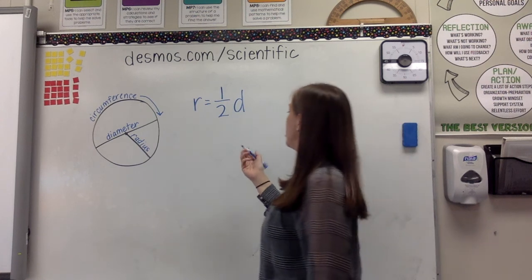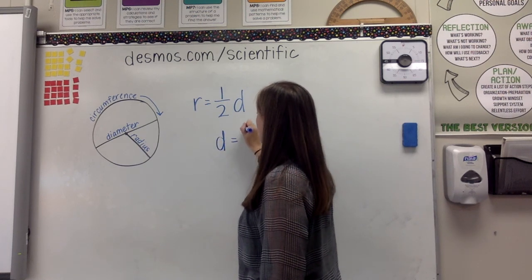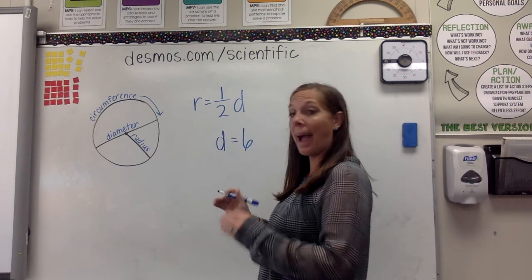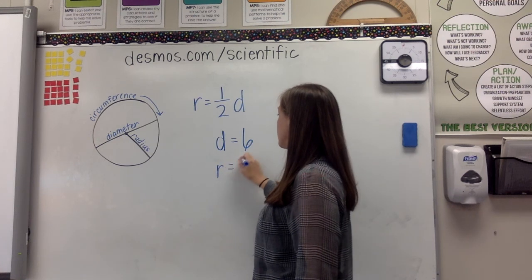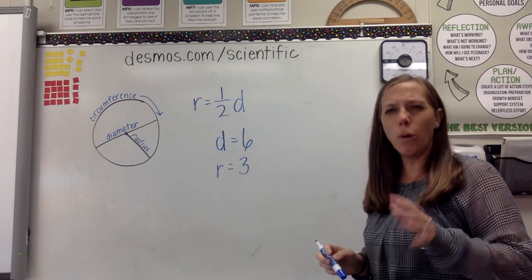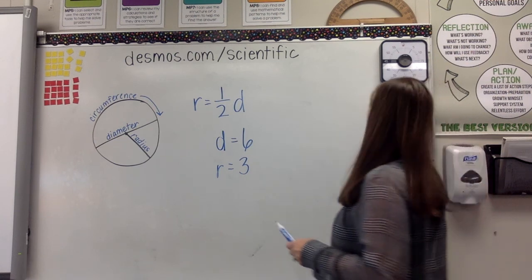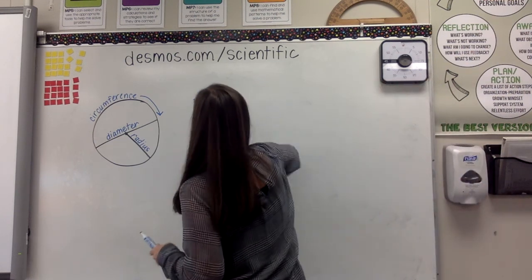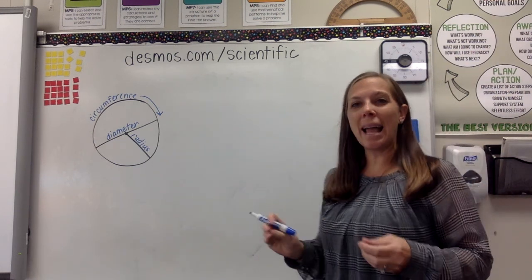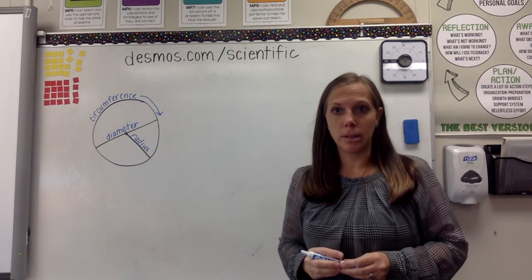So let's say I know the diameter is 6. I'm going to cut that in half to find that the radius is 3. Hopefully those two weren't too tricky for you. I'm not going to spend a lot of time working on those two. But now let's talk about circumference.